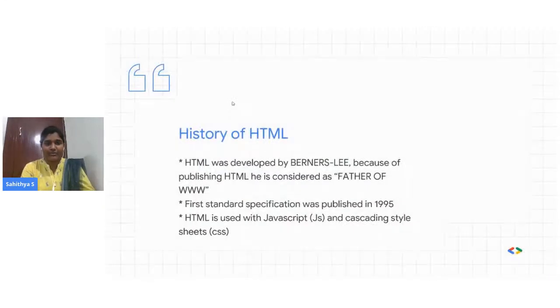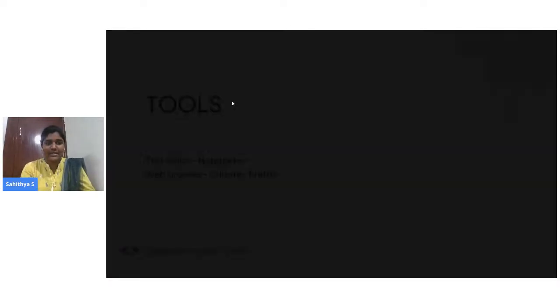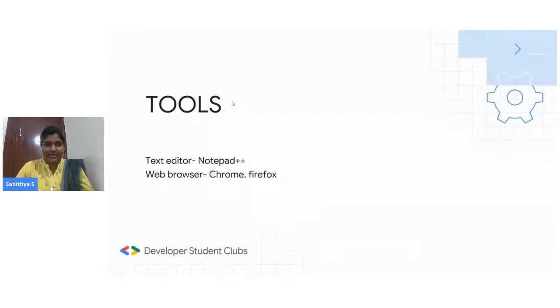Then the history of HTML. As my team member already said, it was developed by Berners-Lee. And an interesting thing about that is, after publishing HTML, he is considered the father of the World Wide Web. The first edition of HTML was published in 1995. HTML is used with JavaScript and CSS.